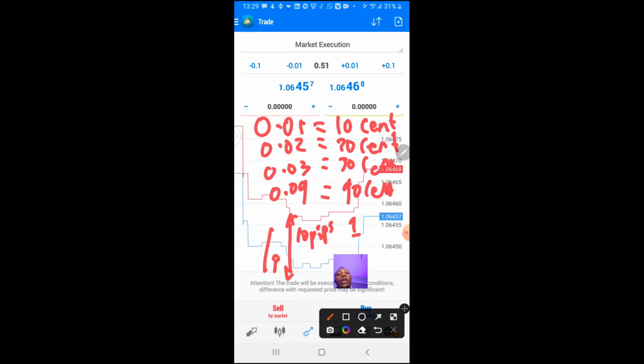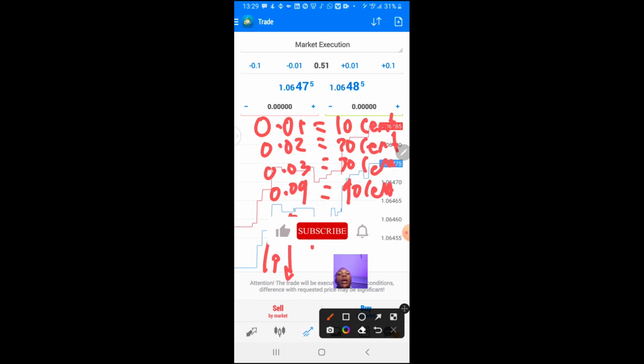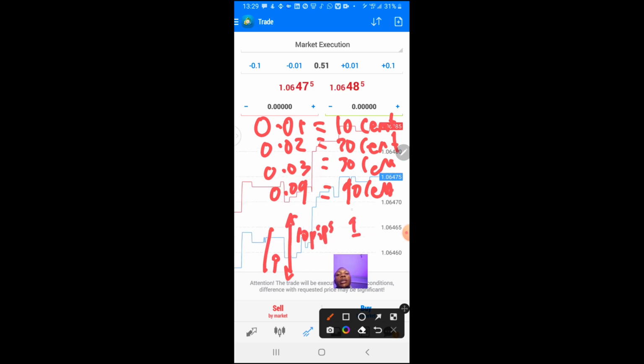So that should be $2, sorry, since 100 cents equals $1. So you can do the math with this. So if you have 90 cents, which is 0.09 lot size, it means 90 cents per each pip. So 10 pips will be how many? So from there you'll be able to calculate it. So that is just how it is, guys. So 10 pips should be giving you about $9. So that is just it.